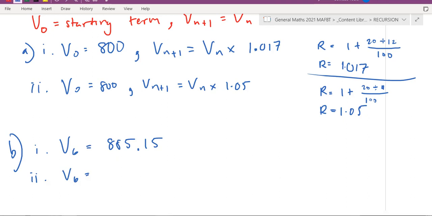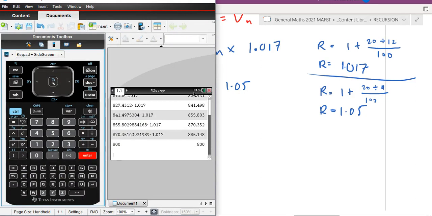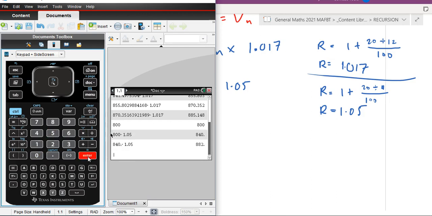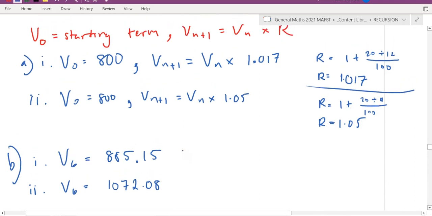Okay, so similar thing, except this time you're multiplying by 1.05 instead of 1.07. So it's going to be 800, sorry, starting term, multiplied by 1.05. So that means it's term 1, year 1, year 2, year 3, year 4, year 5, year 6. So at year 6, it's 1072.08.